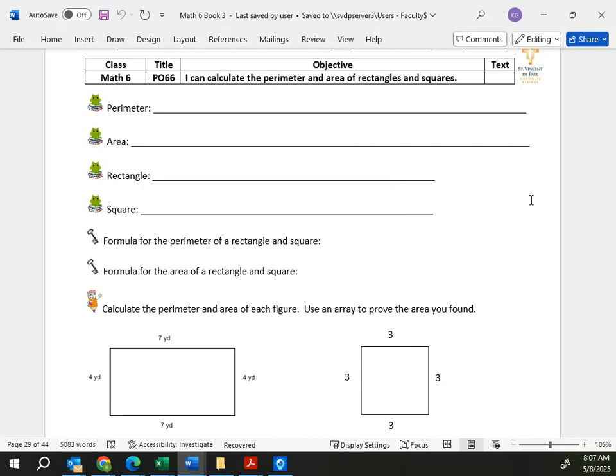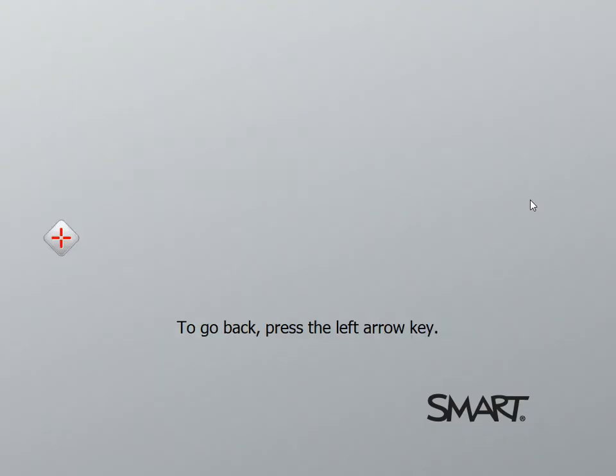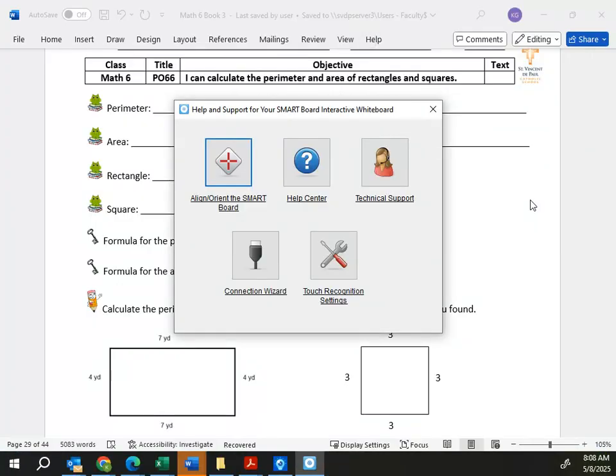So perimeter is the distance around a figure. Oh my, we are not calibrated. Let me calibrate really quick. If this goes better.